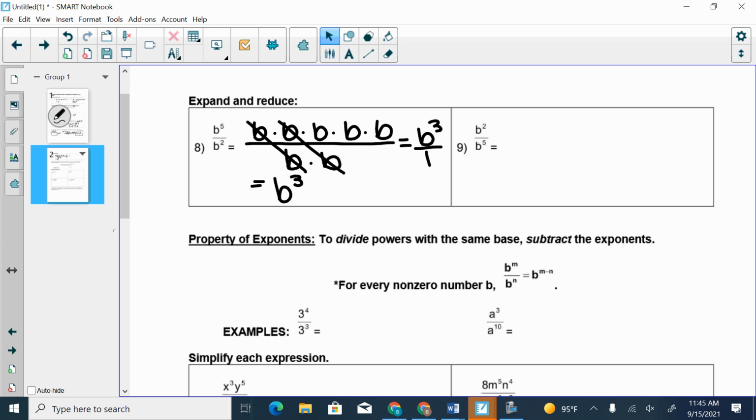All right? So same idea on number 9, that's just flip-flopped, right? It's got the 2 b's in the top this time and 5 in the bottom. We're still going to have some that cancel out, right? Okay, so are there any left in the top? So what's understood to be in the top? Good. And then what's left in the bottom?